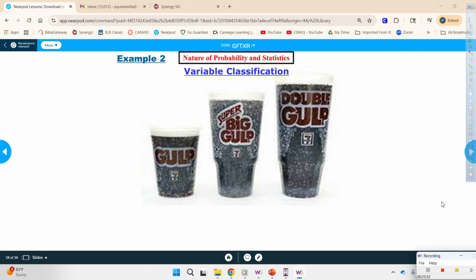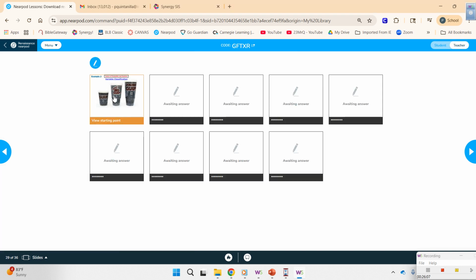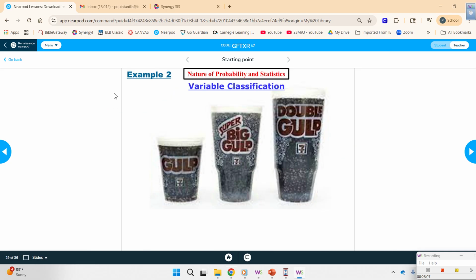Look up to your screen. Tell your neighbor, if I was to give you these 3 cups, what kind of data is that? Talk it over with your neighbor. Which classification will it give? Write it on your screen, please. What kind of data would that be if I gave you those 3 cups?